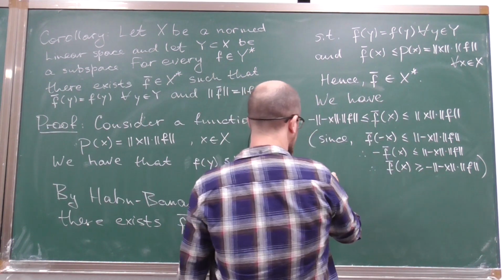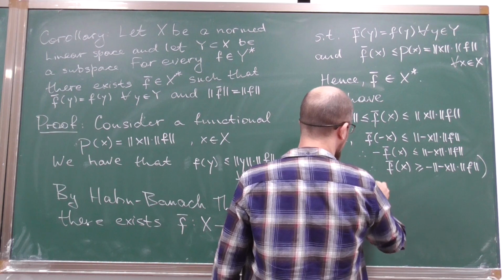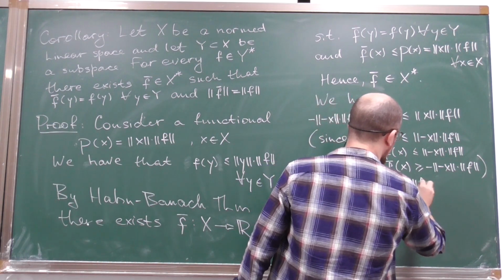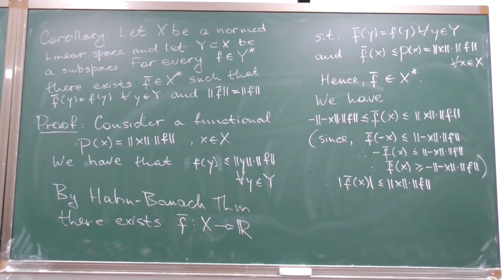Using this double inequality, we can conclude that the absolute value of f bar of x is less than or equal to the norm of x times the norm of f. In particular, it means that the norm of f bar is less than or equal to the norm of f. To prove the equality, we will prove the converse inequality.